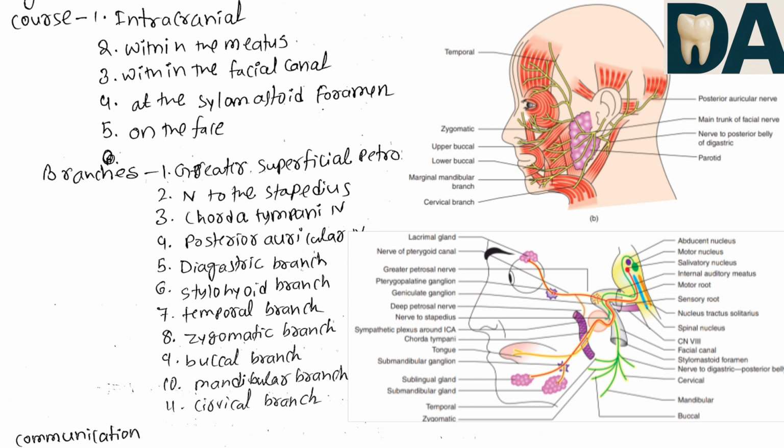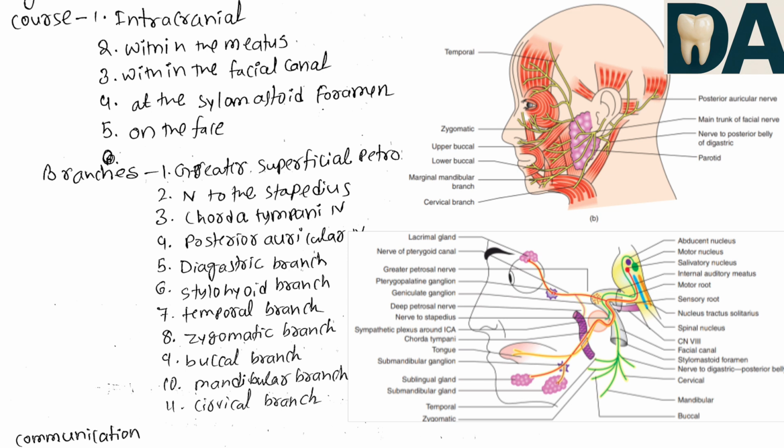Fourth branch, posterior auricular nerve. This originated from the facial nerve as it emerged from the stylomastoid foramen. It traveled forward to run between the mastoid process and the external acoustic meatus. At this point, it communicates with the posterior branch of the greater auricular nerve and the lesser occipital nerve.